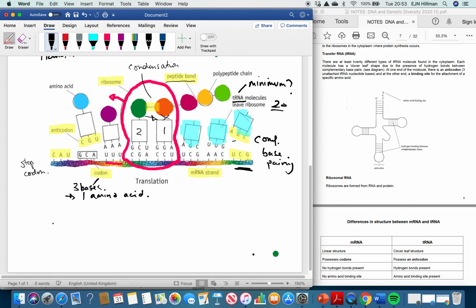And when it reaches that stop codon, the ribosome detaches from the mRNA, and then it may go back to the beginning and start again. Or what you might find is that many ribosomes attach to the same mRNA strand. So many of these polypeptide chains, this is the formation of a polypeptide chain, could form all at the same time.